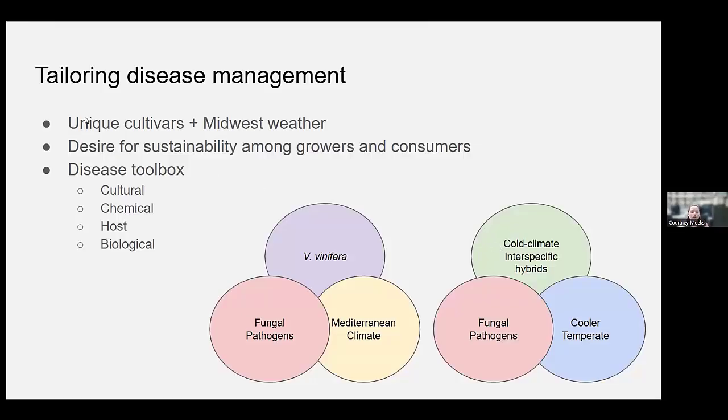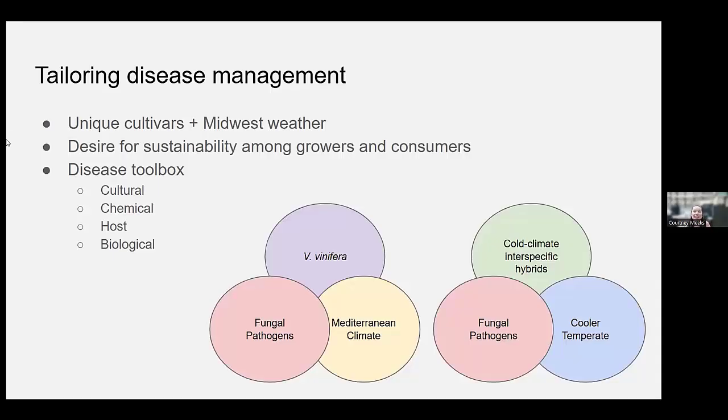So understanding how these unique cultivars in the Midwest change the disease triangle. And really, there's a desire amongst growers and, of course, consumers as well. We want to be sustainable with what we're doing. And this all kind of culminates into what we call the disease toolbox, right? It's this metaphor of we don't have a bunch of hammers. We have a hammer, we have a screwdriver, we have a needle nose pliers. We have different tools that can address disease in different ways.